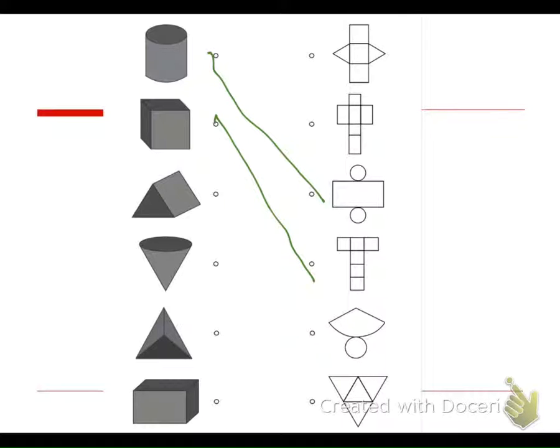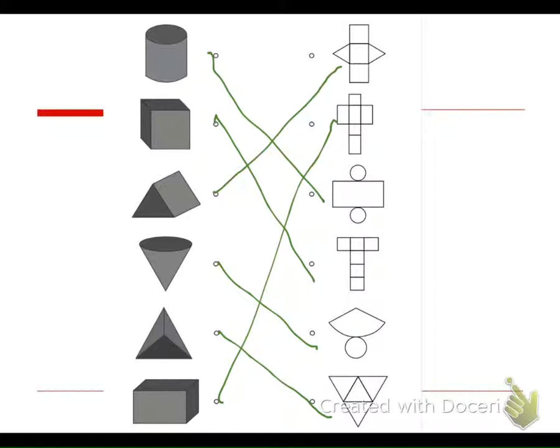Our triangular prism, which one's that going to be? 1. It's going to be 1. We have a cone. 5. We have a triangular pyramid. And then we have our last one, which is 2.